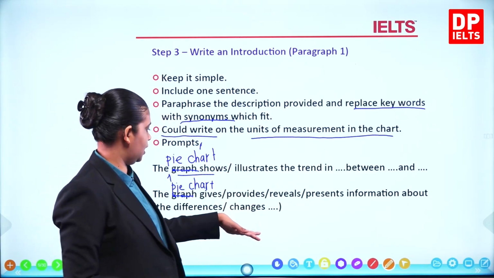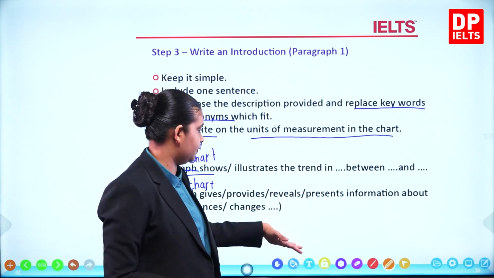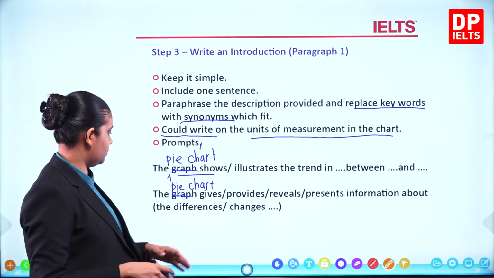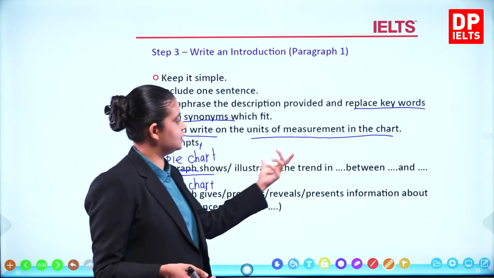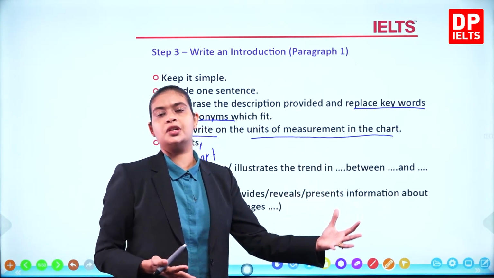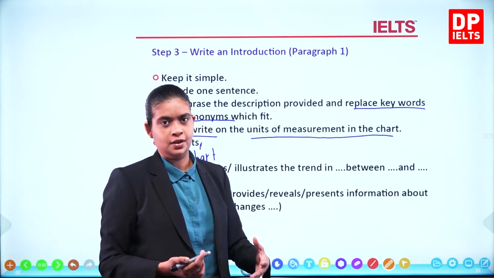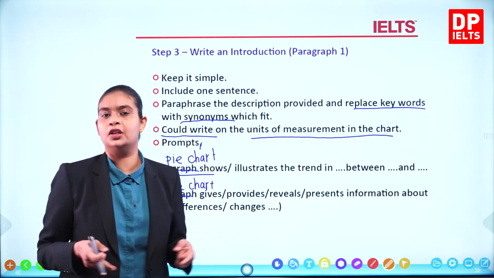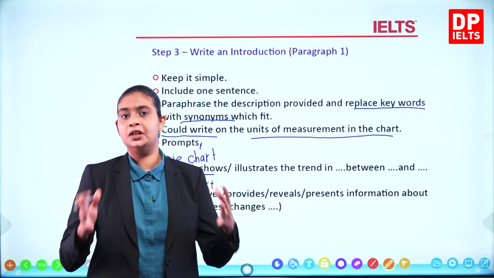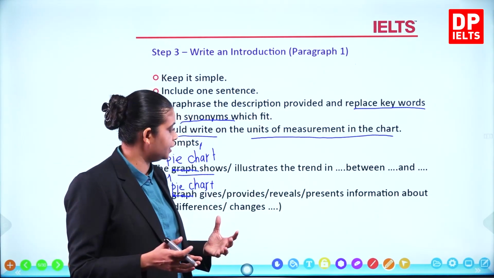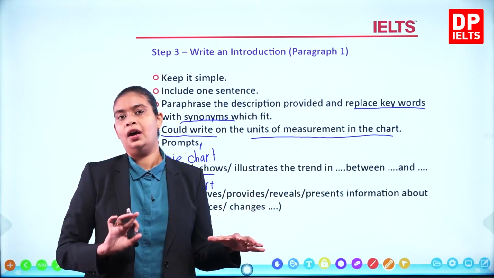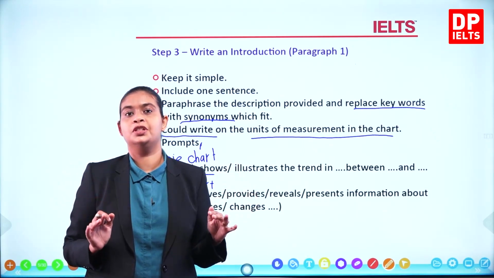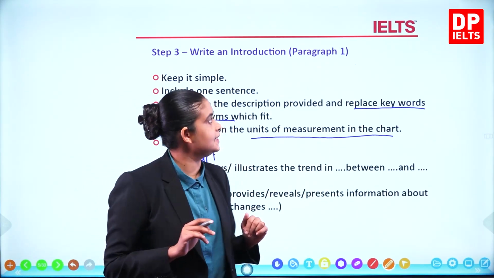Shows, illustrates, provides, reveals, presents information about what? Illustrates the trend in what, between which time period to which time period. So depending on what pie chart you have got, what information it presents, you could then think, okay, how am I going to paraphrase the question and put it into one sentence.